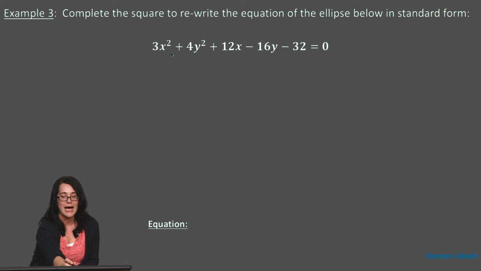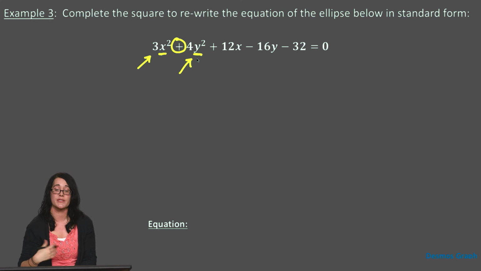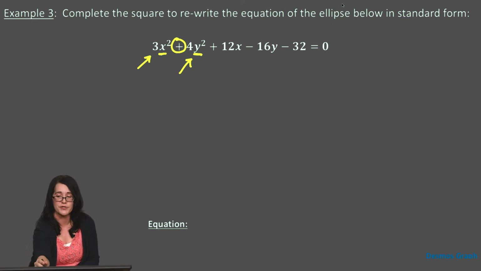One pattern is, I notice that I have two squared terms, x and y, so it can't be a parabola. I notice they're being added together, so it can't be a hyperbola, which we'll study in our next video. And now I say, okay, so it's either a circle or an ellipse, right, if they're both squared. Well, the coefficients are different. So this is the degenerate circle, right? This was the ellipse. So that's how I first determined that.